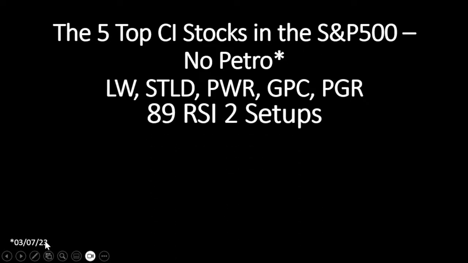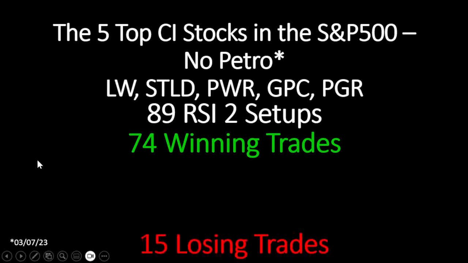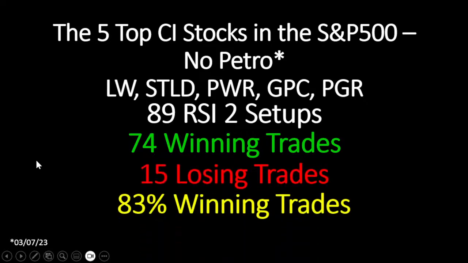From March 7th of '22 to March 7th of '23, you go into the program on March 7th of '23, and there are the top 5 CI stocks in the S&P. You look at their charts over the last year and run through the same exercise that we just did with Procter & Gamble. How many RSI2 setups were there? There were 89 total across all 5 stocks: 74 winners, 15 losers. That's an 83% winning trade percentage.